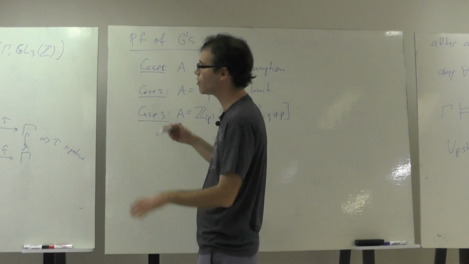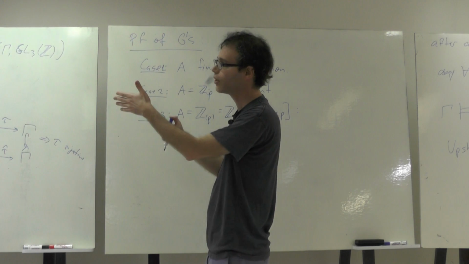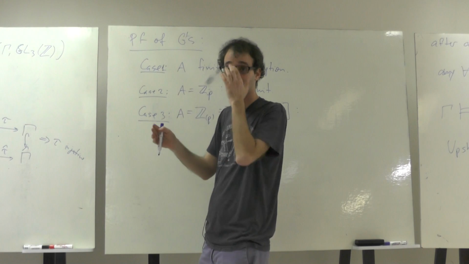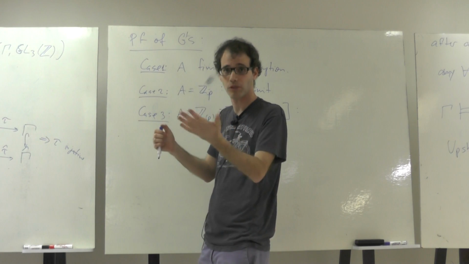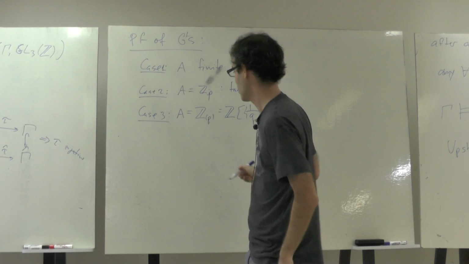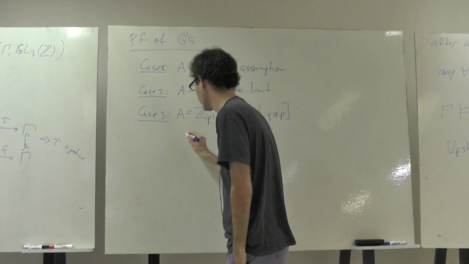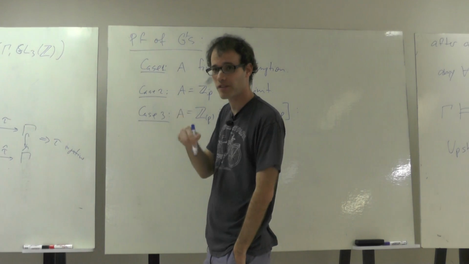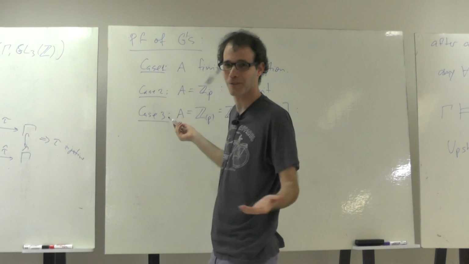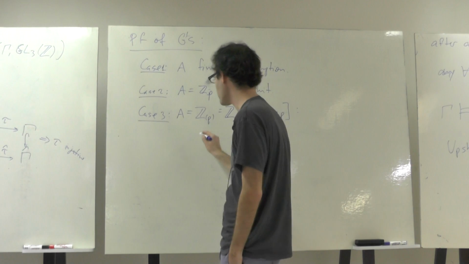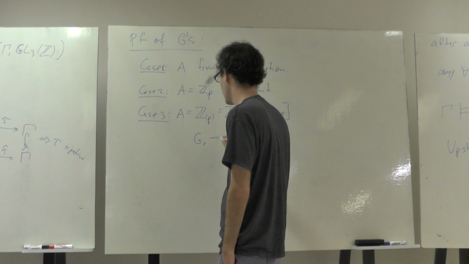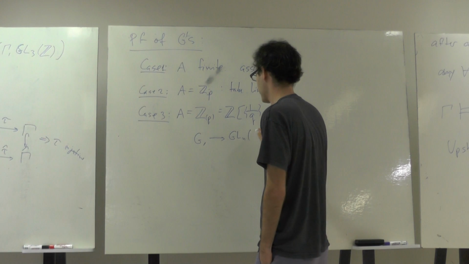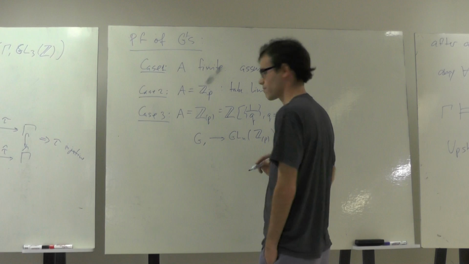So you need to prove uniqueness and existence. You need to prove first uniqueness, okay? I won't do this, I'll go to the existence. I use only existence, but the proof of existence needs uniqueness, of course, right? So suppose you have a homomorphism from G1 to GL_N of Z_p. Okay?